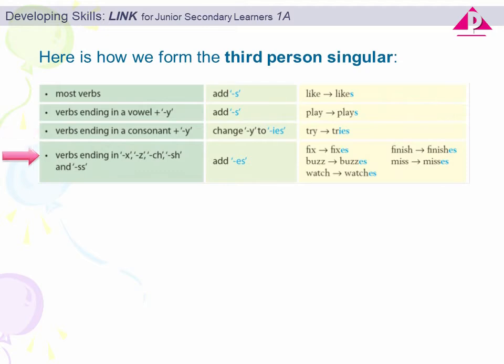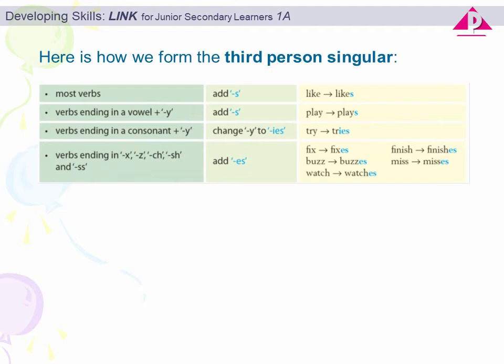As for verbs ending in letters X, Z, CH, SH, or SS, you have to add ES at the end of the verbs. Look at the examples of the words fix, buzz, watch, finish, and miss. They become fixes, buzzes, watches, finishes, and misses.